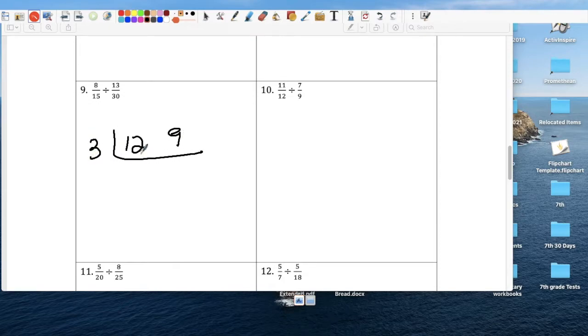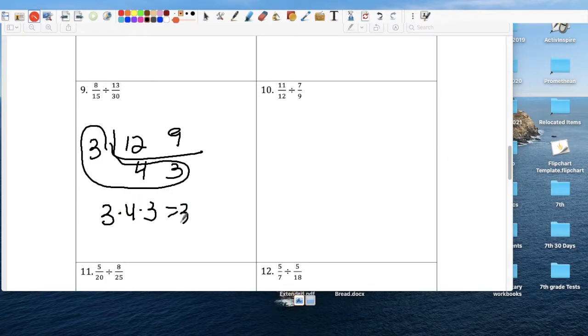LCM between 12 and 9. 3 goes into 12 4 times. 3 goes into 9 3 times. That's it. We multiply 3 times 4 times 3, and we get 36. So LCM is 36, so our denominators are going to be 36.